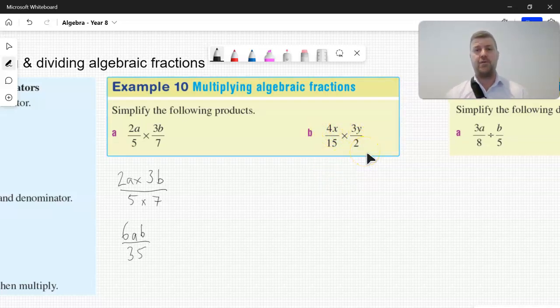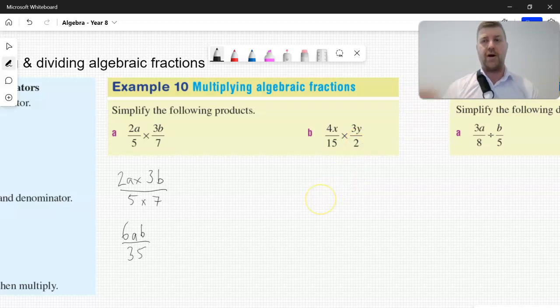When we do look to simplify, you can actually look to simplify before you multiply algebraic fractions or fractions in general. I actually wait until I've done my numerator times my numerator, denominator times my denominator. I find that easier, but you know, there's multiple ways of doing things. I'm going to show you the way I do it. If you do it a different way, that's great too.